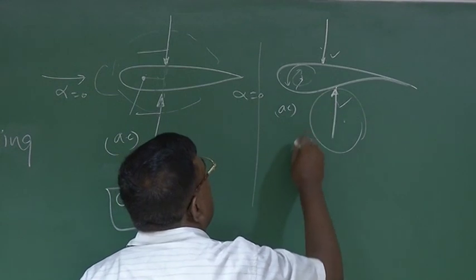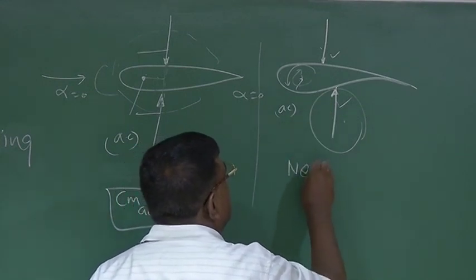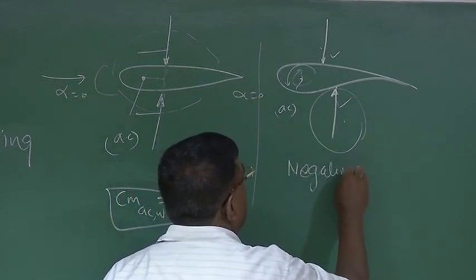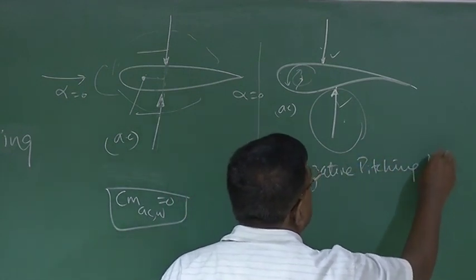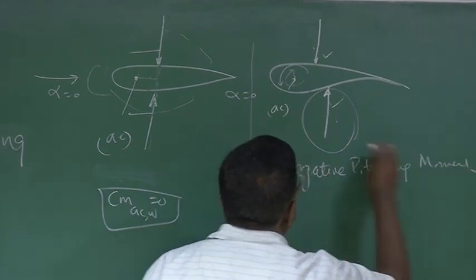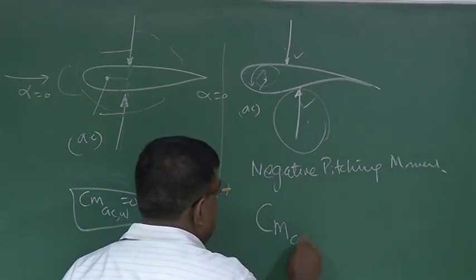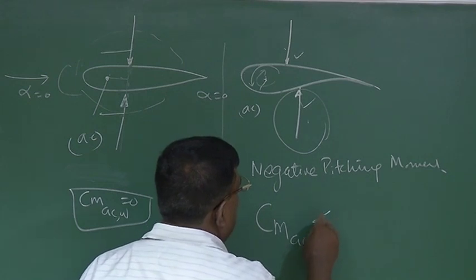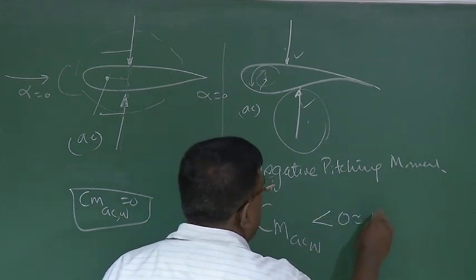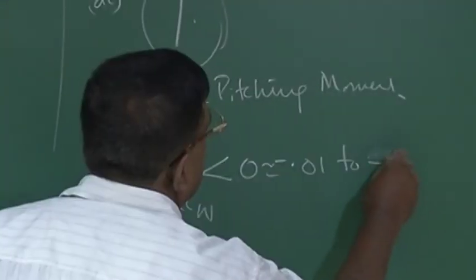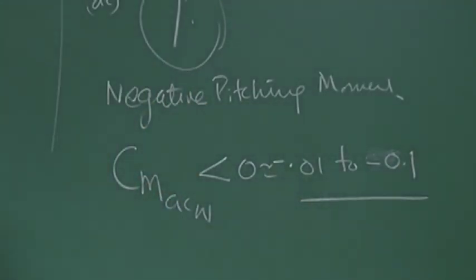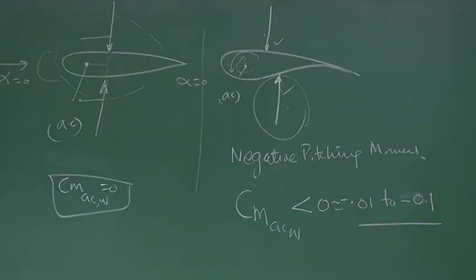So the resultant will have a negative pitching moment, a concentrated moment. That is why we write CM AC wing for a cambered aerofoil is less than 0, and for your understanding, the magnitude will be in the range of around minus 0.01 to minus 0.1, which is a fair enough number to have a feel.